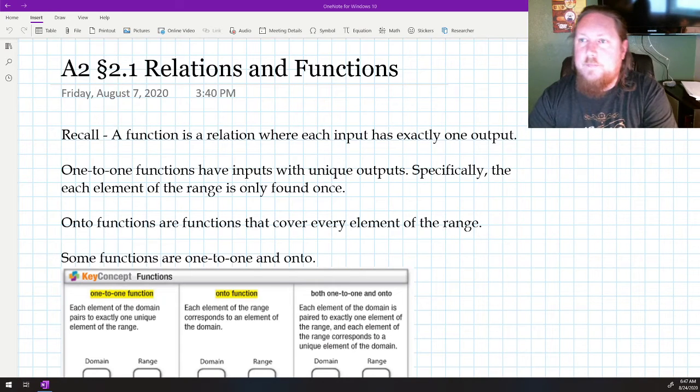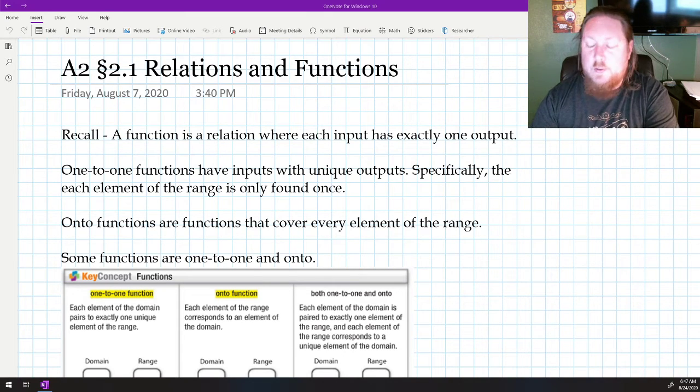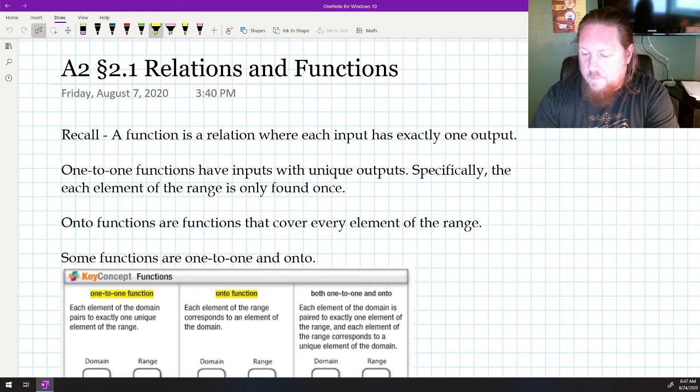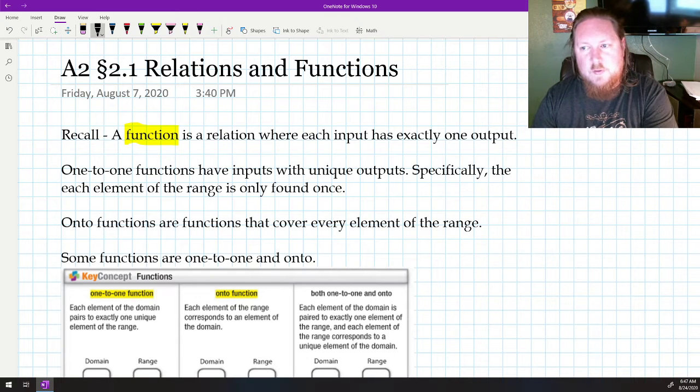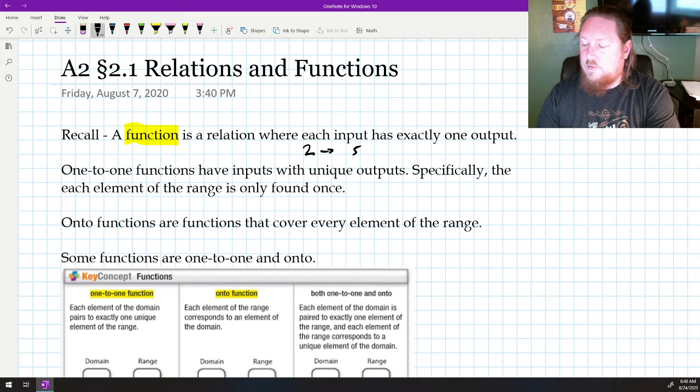All right. Algebra 2, Chapter 2, Section 1, Relations and Functions. Now, you probably remember that we have a thing called a function, which is when you have a relationship between two variables, usually. That's how we start out. And for each input, there's exactly one output. So if you plug in a 2, you're always going to get 5, say, or whatever number you always get. You always get that when you get a 2.